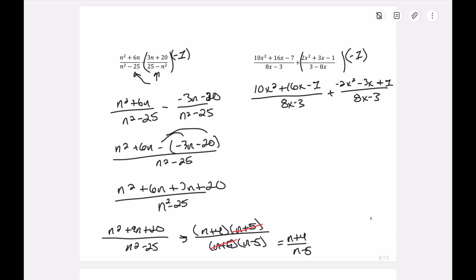Next we can combine like terms in the top, and we would get 8x squared plus 13x minus 6 all over 8x minus 3. If we factor the top, we would get an 8x minus 3 and an x plus 2, and in the bottom we would still have our 8x minus 3. If we go back and look at what cancels, we have an 8x minus 3 in the top and the bottom, and so our answer would equal x plus 2.